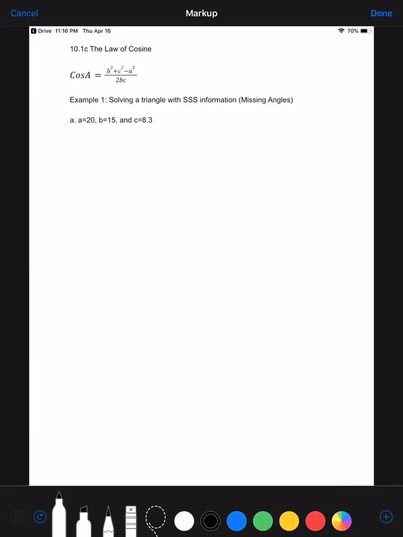So today we're talking about law of cosine still. This time though we're talking about it for side. So we're only going to be solving for missing angles. So we're going to use our formula. Cosine of A. We're going to start with looking for angle A.